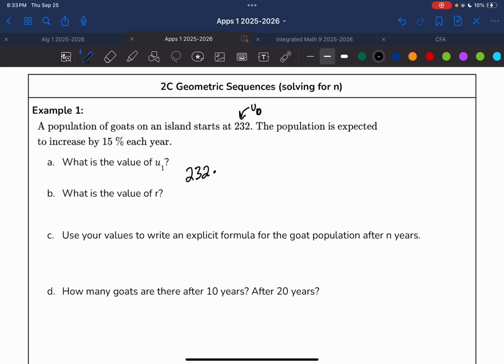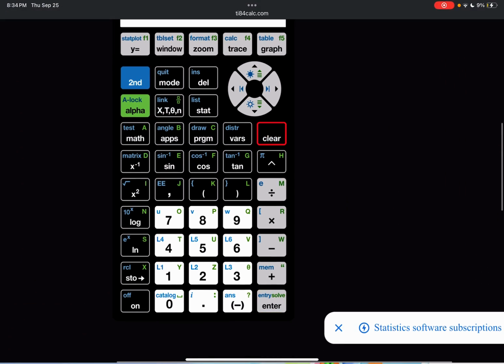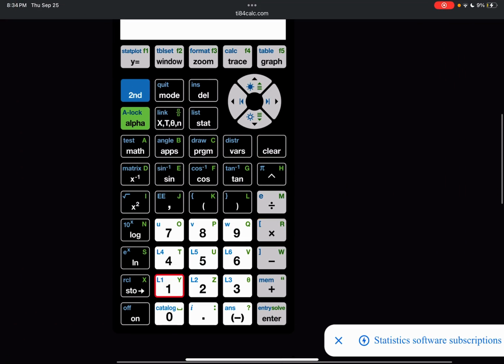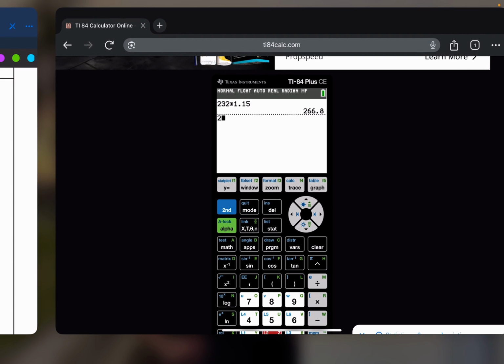That's going to be 232 times 1.15. We do that. 232 times 1.15. After 1 year, there are 267.